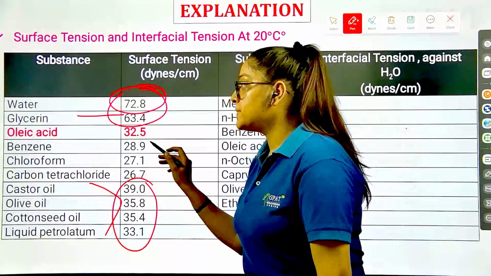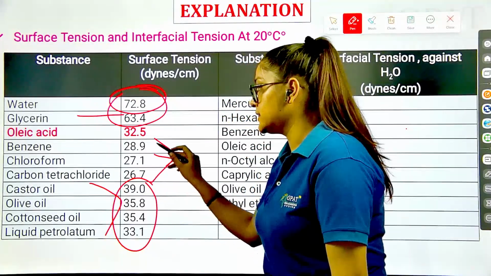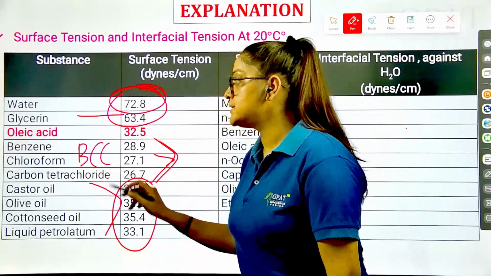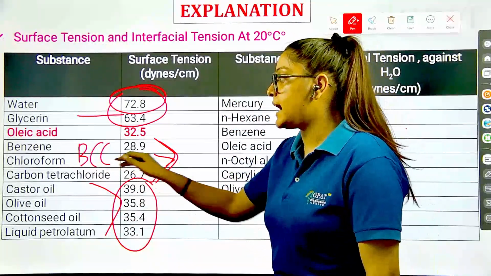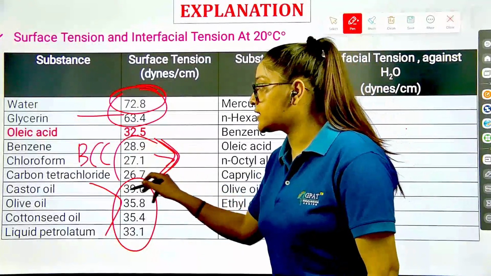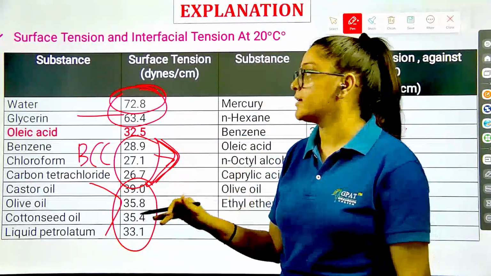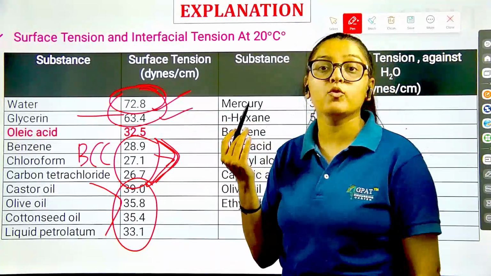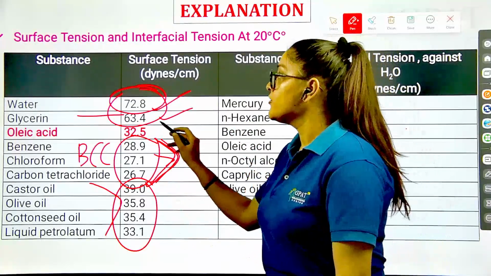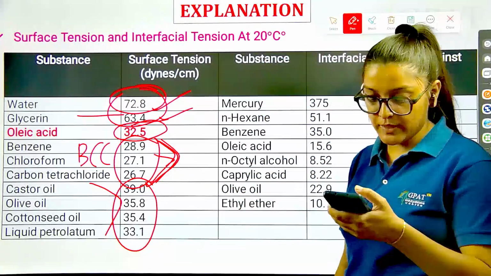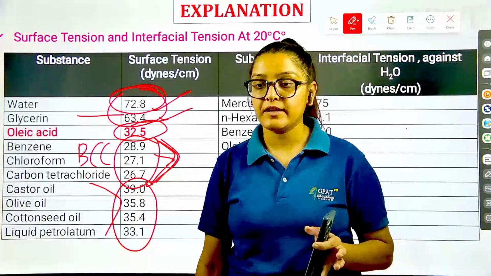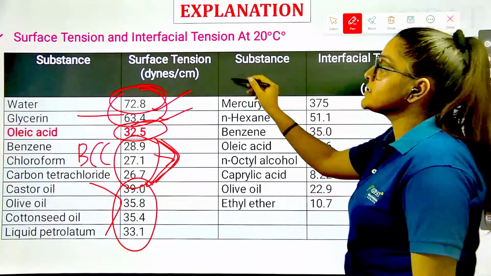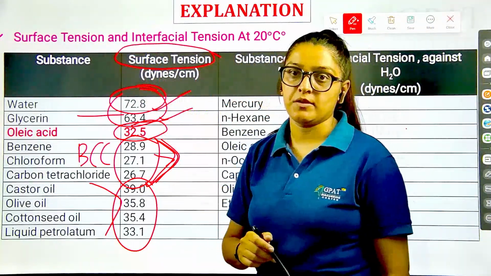Then for chloroform, benzene, right? So you can remember BCC: benzene, chloroform and carbon tetrachloride. These are also near about 26, 27, 28. And for water and glycerin, I hope most of you remember that. For oleic acid, it is placed in between, that is 32.5, right? So please, just by looking at it, you must remember this is the value of the surface tension.